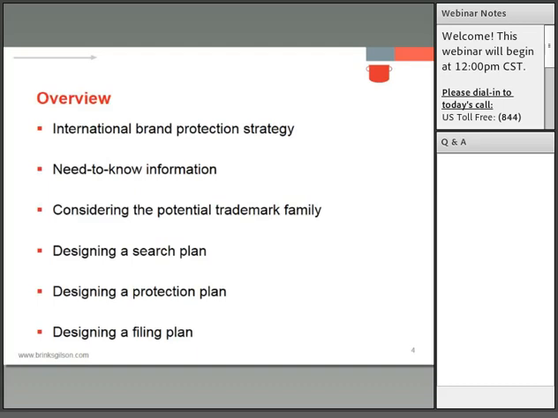Just as a quick overview of the presentation, we're going to go over developing an international brand protection strategy, need to know information, and things to consider when you're considering filing a trademark application, things such as potential trademark families, different versions of the same trademark to file applications for, designing a clearance search plan for the trademark, designing a protection plan for the trademark, and then also designing a filing plan with strategies for each one of these.